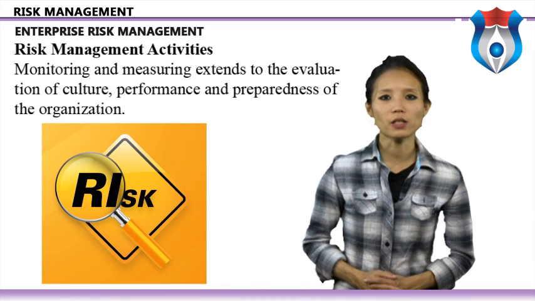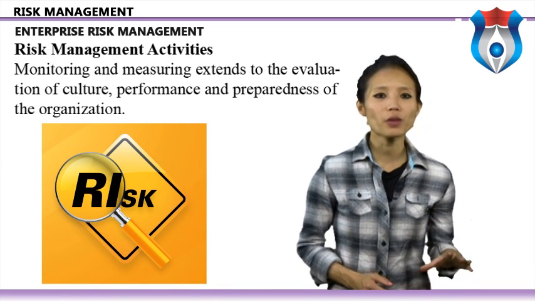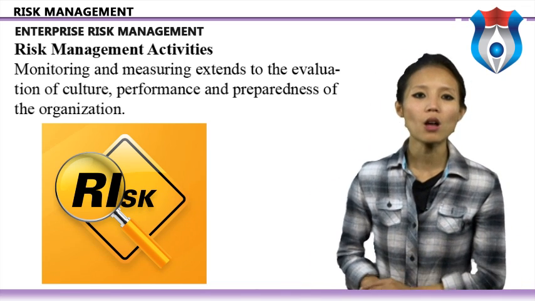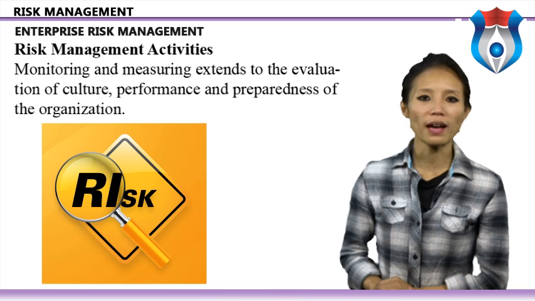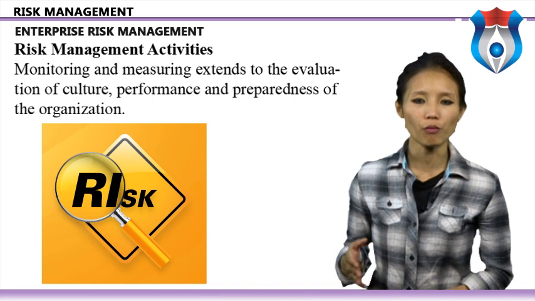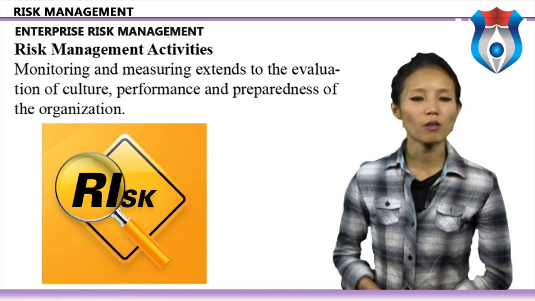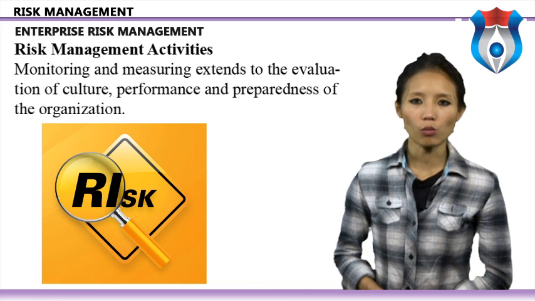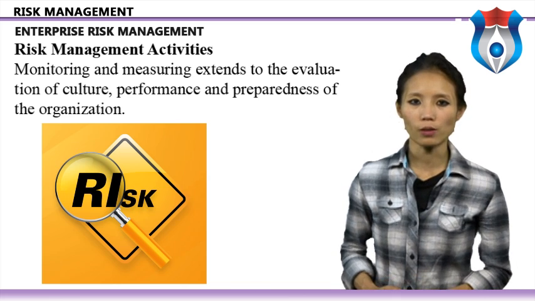Risk management activities. Monitoring and measuring extends to the evaluation of culture, performance, and preparedness of the organization. The scope of activities covered by monitoring and measuring also includes monitoring of risk improvement, recommendation and evaluation of the embedding of risk management activities in the organization, as well as routine monitoring of risk performance indicators.